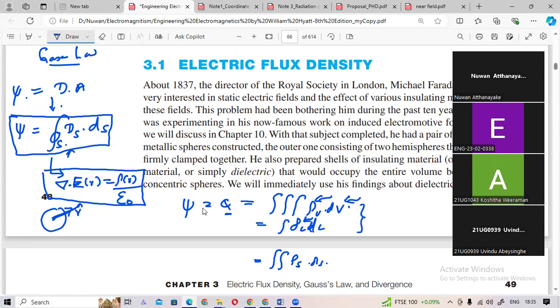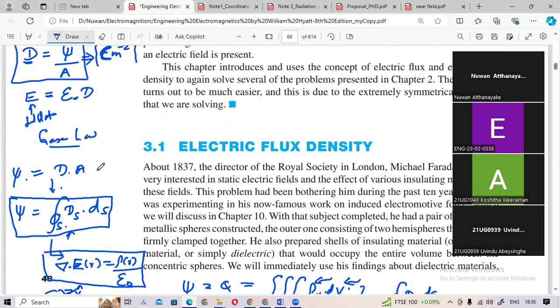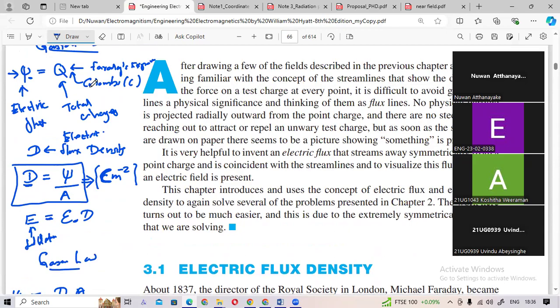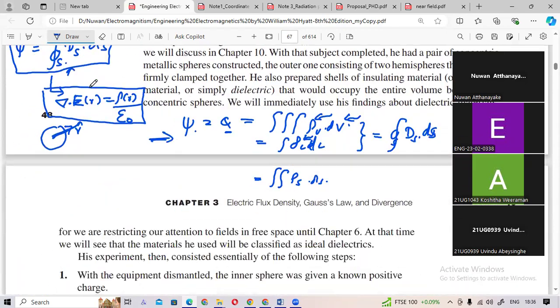And again, Q is equal to psi. Then psi is equal to this one, again Gauss's law, the surface integral of D dot dS. So this relationship is also there. I think these are the most important relationships. We need to be careful.